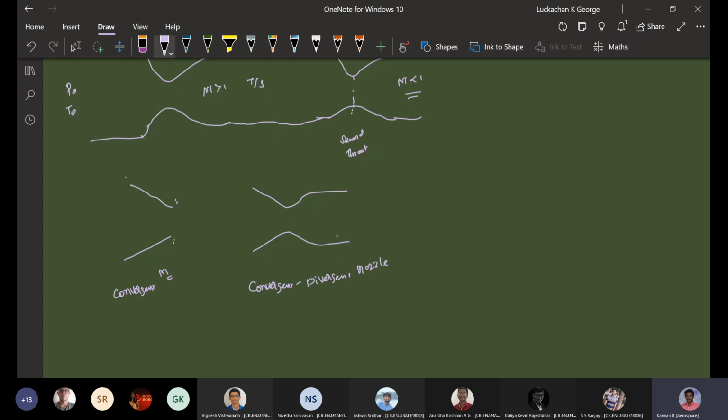Nozzle. Here, instead of a convergent nozzle, why are they going for a convergent divergent nozzle?